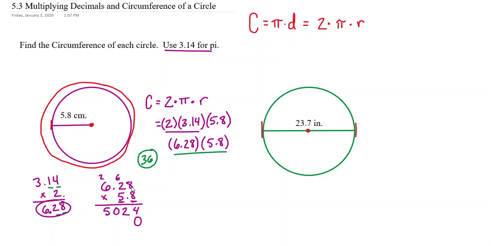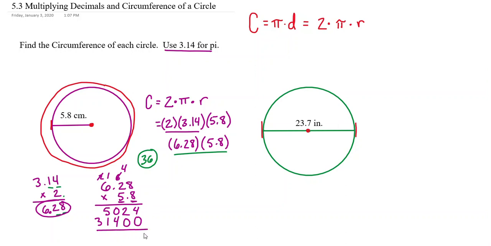5 times 8 is 40. Bring down the 0, carry the 4. 5 times 2 is 10, plus the 4 is 14. Carry the 1. 5 times 6 is 30, plus the 1 is 31.